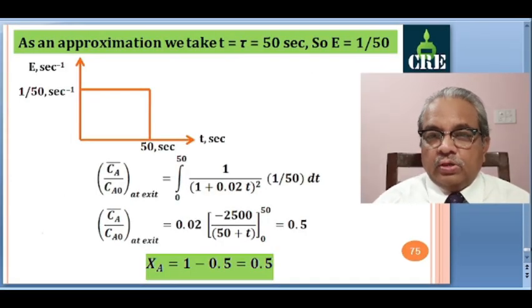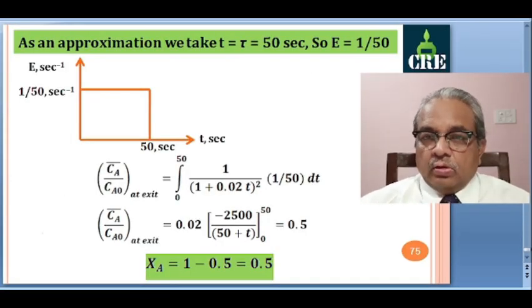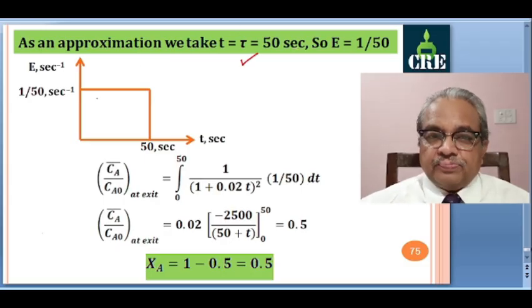In this problem, the E curve is not given to us. However, we have the information on tau, which is given as 50 seconds. So as an approximation, we take t equal to tau and plot this t in seconds. This represents 50 seconds. E is in second inverse and this is 1 by 50 second inverse, so the area under the curve will be 1. With this we proceed.